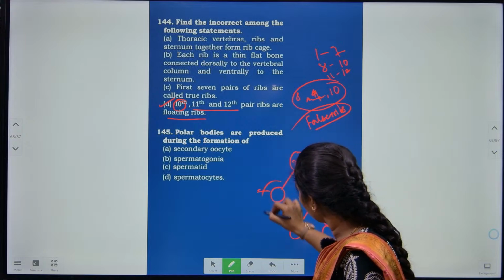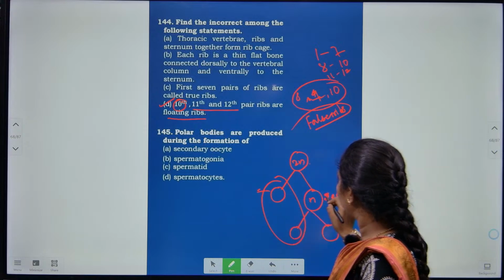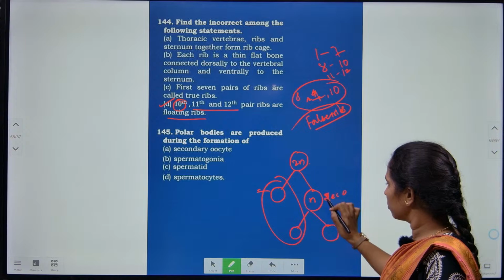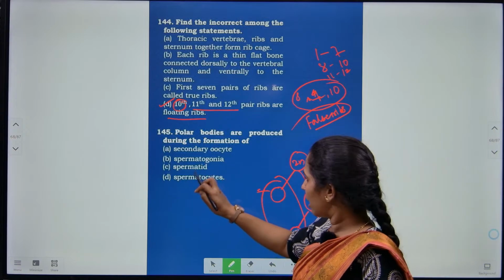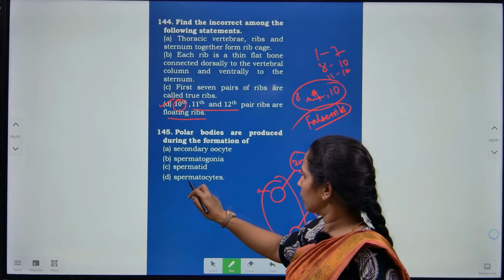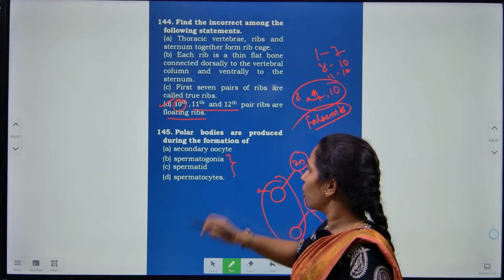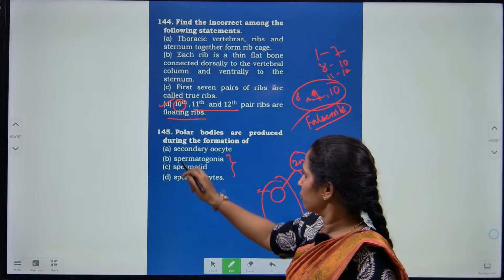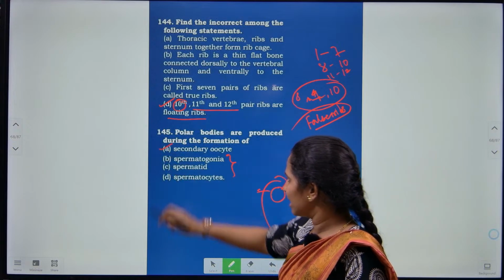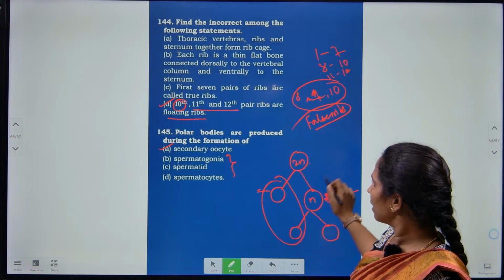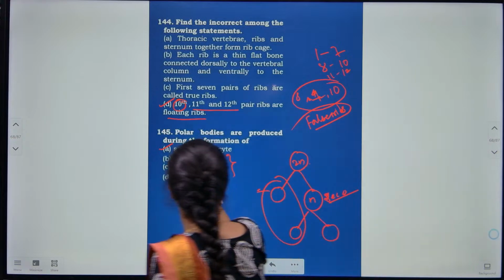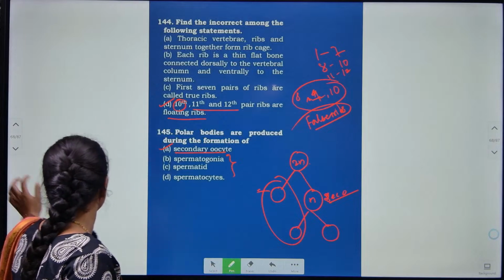So these polar bodies are being formed by what? By either the primary oocyte or the secondary oocyte. Spermatogonial cells are not involved, spermatids are not involved, because these are involved in the case of spermatogenesis. Whereas A, that is the secondary oocyte, polar bodies are produced only by the secondary oocyte here.